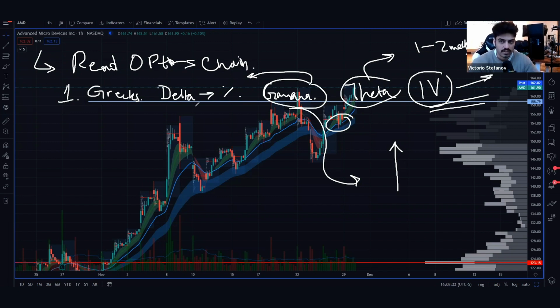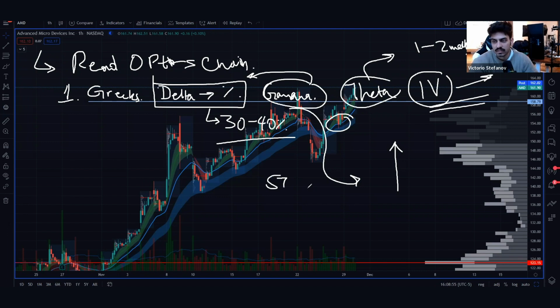Now, I focus on the delta a lot because the delta is going to tell me what the probability is of expiring in the money. I do like delta because it gives me a relatively good area to start selecting options, meaning that I look for a delta between 30 and 40%. And that means that's going to land us slightly out the money because 50% delta is at the money. So we're going to be slightly out the money.